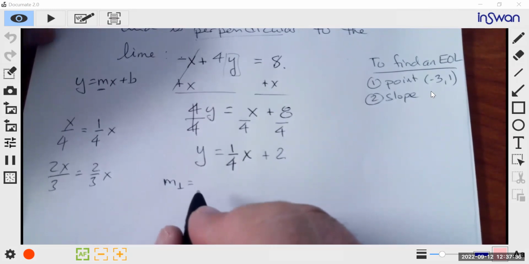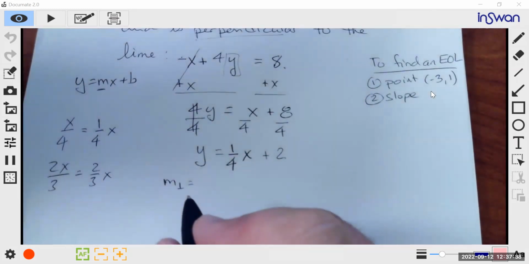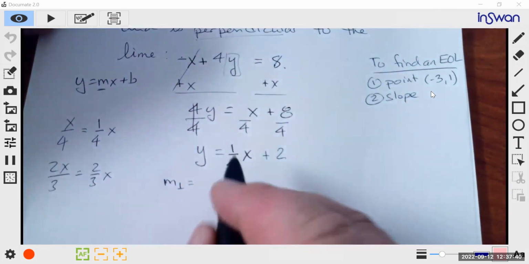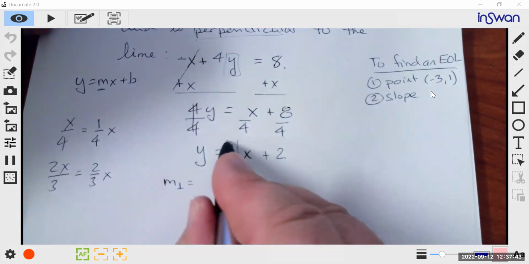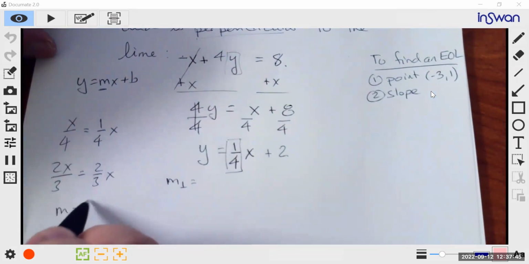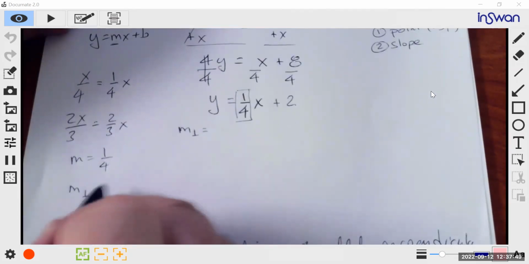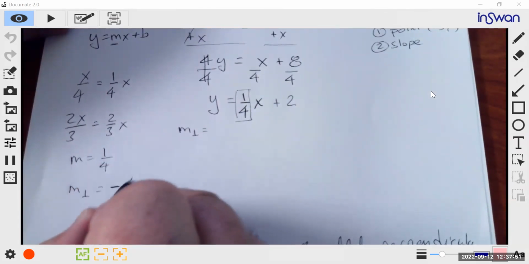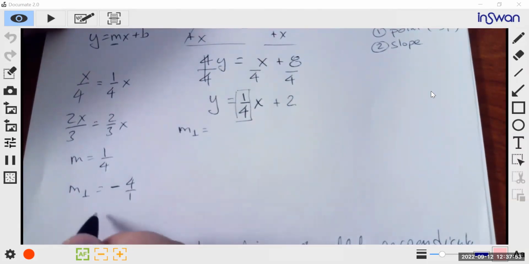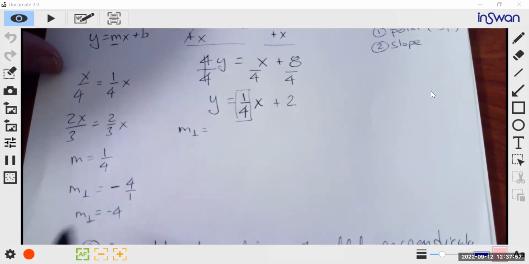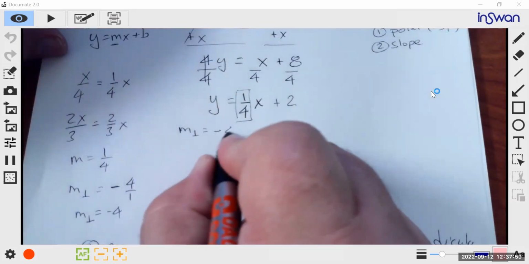The slope only. Slope is simply a number. You have to flip the slope. Since the slope is already positive 1/4, the perpendicular has to have the opposite sign and flip it. So the slope is -4. So we have our slope is -4.